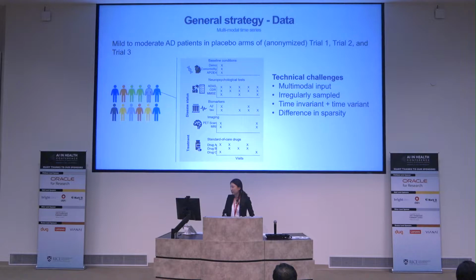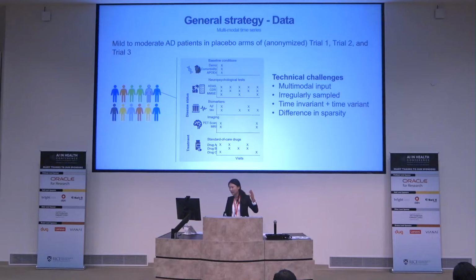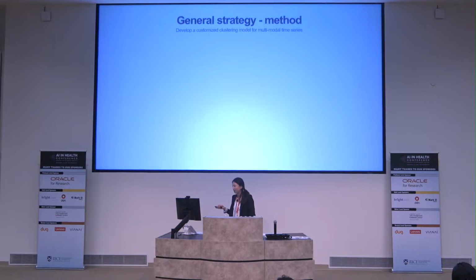From this data, you can see that the inputs are multimodal. That's why they don't follow the same distribution. Some data are really continuous and very information rich, but some data are really sparse. For example, concomitant drugs are really sparse. And also they are sometimes irregularly sampled. It's not the same interval for all observations. And it's a mixture of time-invariant features, and they have different levels of sparsity. So to address this technical challenge, we customized our model.